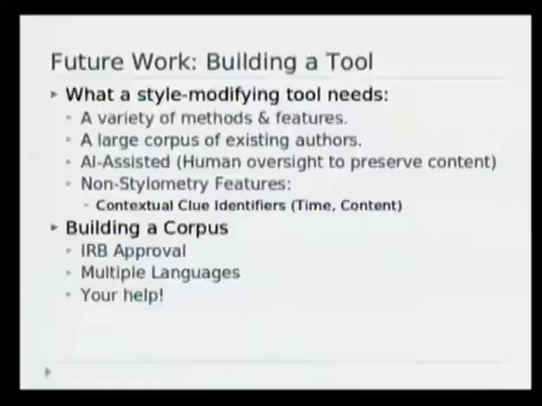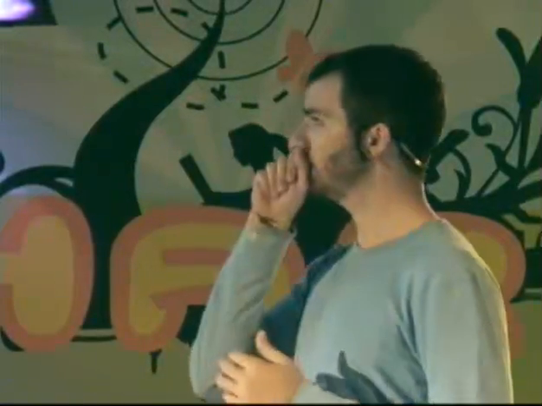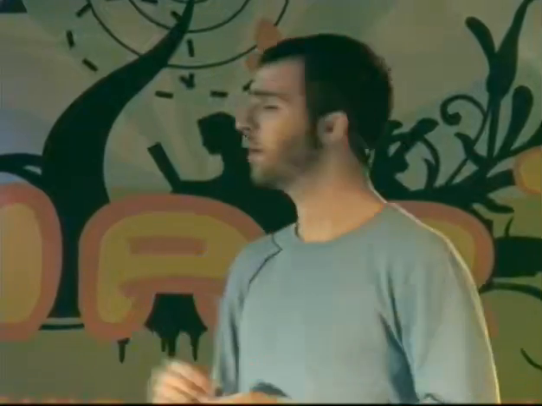But maybe something instead that would analyze the writing style and suggest changes that you could make or tell you what methods work better or worse. And it should have some non-stylometry features, such as contextual clues. It should strip out timing information, content information, things like that might be indicators of who you are.